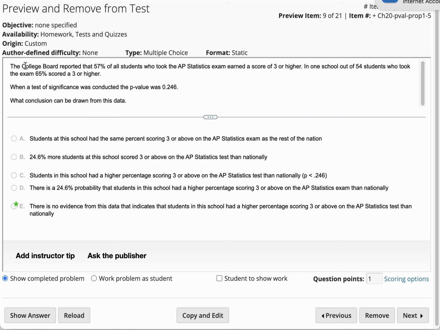There is no evidence that there's anything different in this high school. The College Board 57% holds. Here we go. If you don't reject the null hypothesis, if p is not less than 0.05, you start it off this way. There's no evidence from this data that students in this high school had a higher percentage scoring 3 or above.